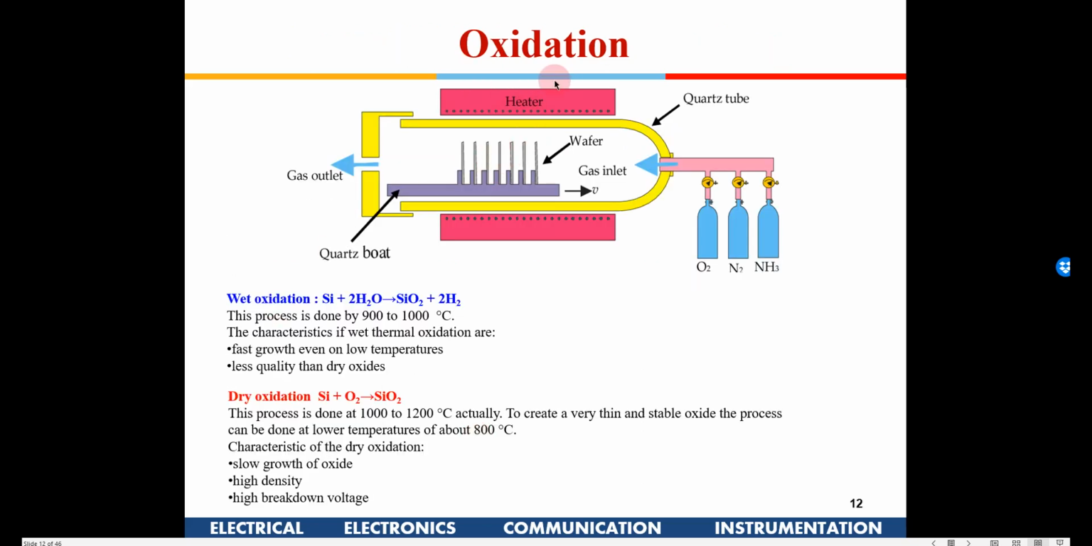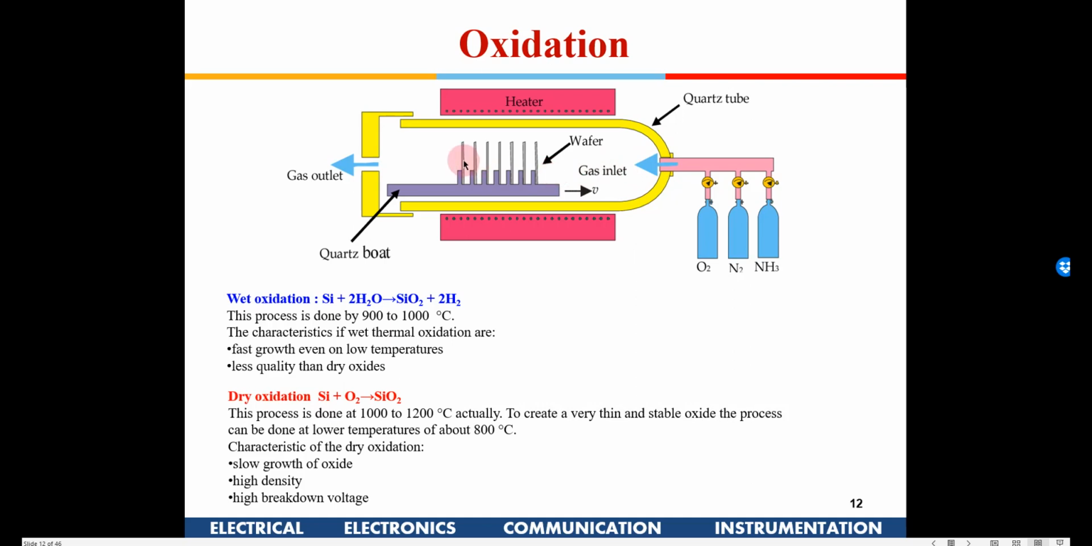So one is oxidation. You have several wafers placed here. What we do is we pass oxygen in here and heat this chamber. Now the silicon and oxygen react and form silicon dioxide. This is known as dry oxidation whenever we are passing oxygen.